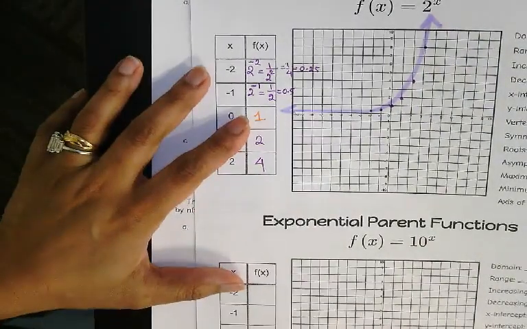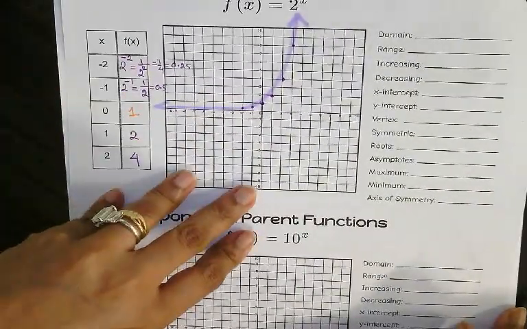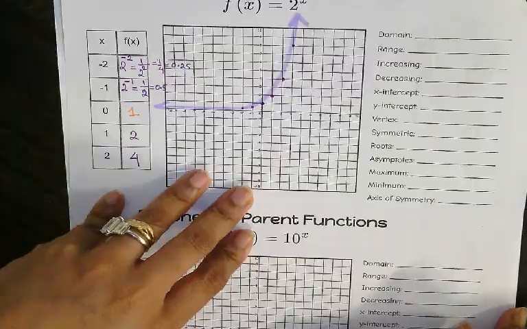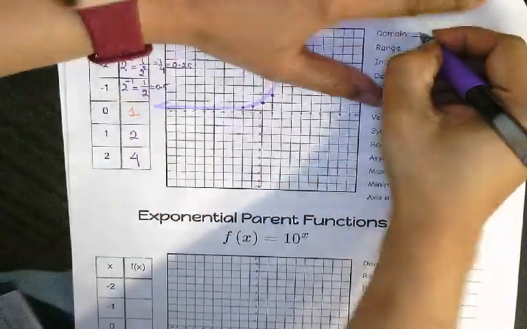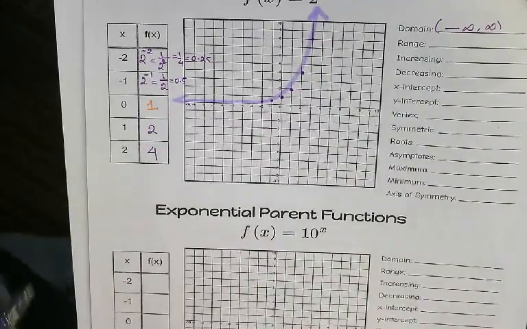Now let's look at the properties. What will be the domain? What are the x values that I can consider? Negative infinity up to a positive infinity. Any x value can be plugged in. There is no restriction.